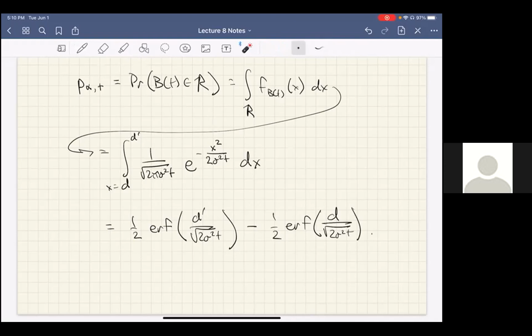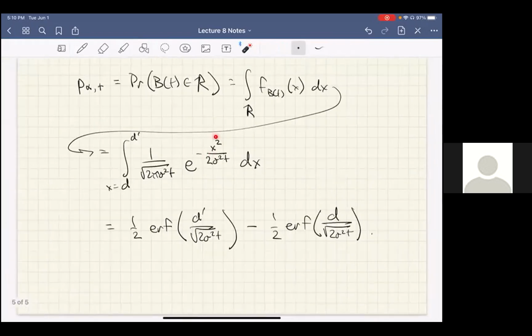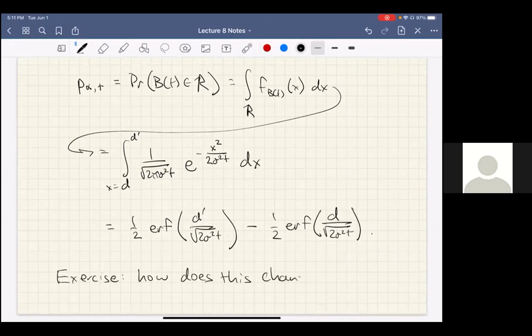Now, if you had drift, how would you change this? Well, drift would modify this term, wouldn't it? If we back up a bit, we would have a term vt here, which would mean we'd have a term vt here, and that would also appear in the error function. I'll leave that for you to do as an exercise. So let me just write that here: exercise. How does this change with drift?